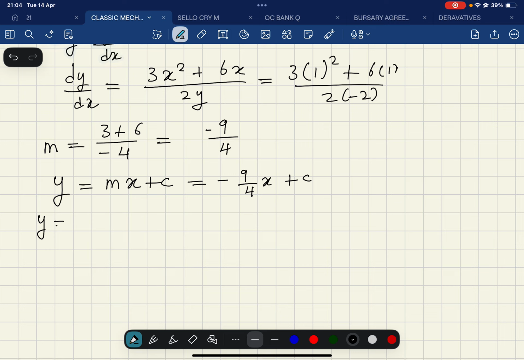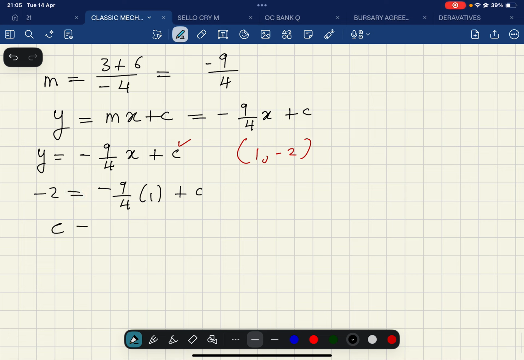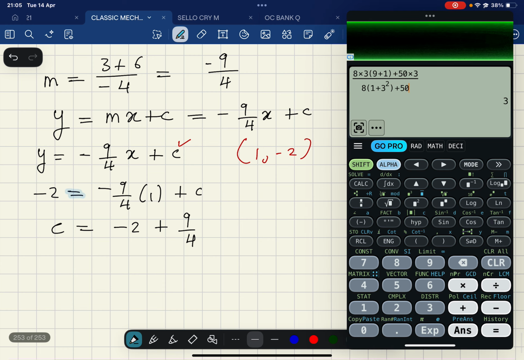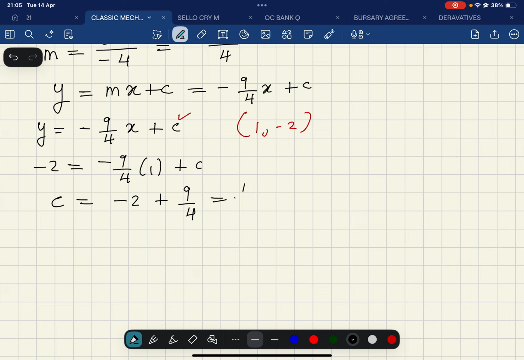Now, since I have this, I have to find the value of c. How can I find the value of c? By plugging in the values of x and y. So I will have negative 2 equal to negative 9 over 4 times my x, which is 1, plus c. C is equal to negative 2 plus 9 over 4, which is negative 0.5, that is negative 1 over 4. So the tangent line is y equals negative 9 over 4 x minus 1 over 4.